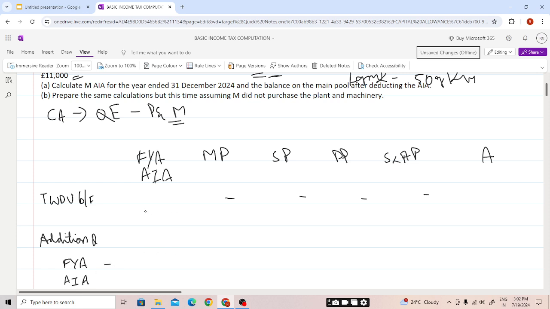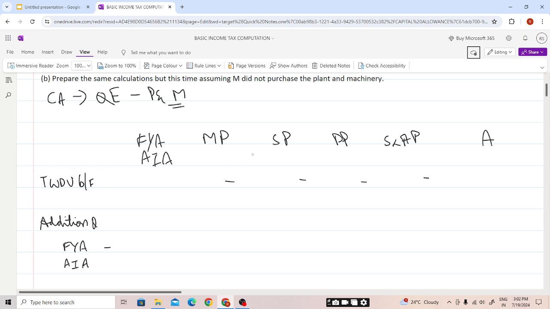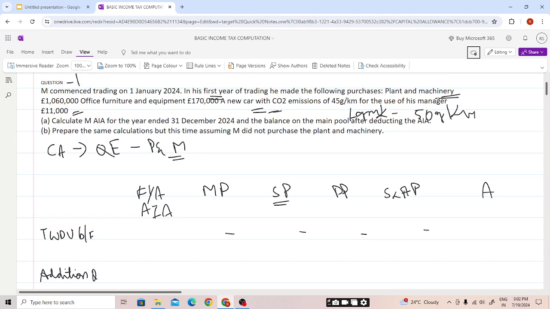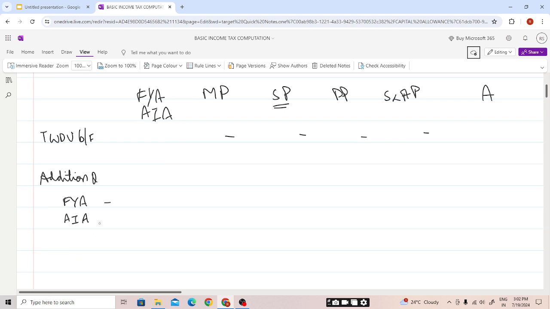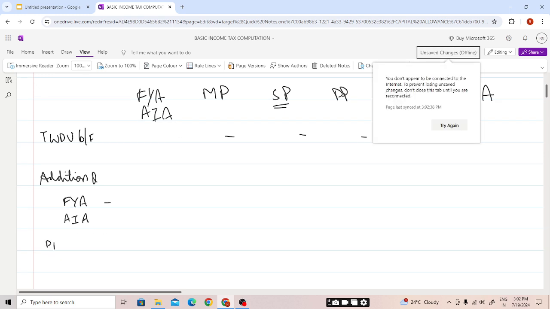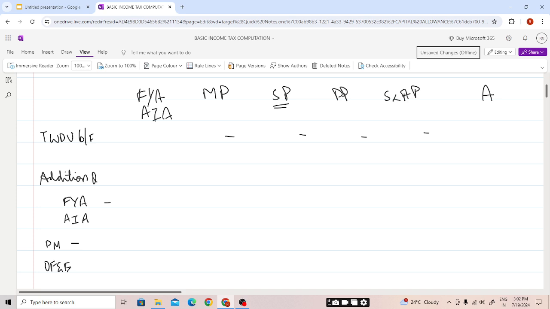So for AIA, the AIA will be available for all pools, that is special rate pool, main pool, private asset pool and short life asset pool. But first we need to allocate to the special rate pool, but no special rate pool is available. We'll allocate to the main pool, that is plant and machinery of 160,000 pounds and office furniture and equipment for 170,000 pounds. So these two will qualify for AIA.